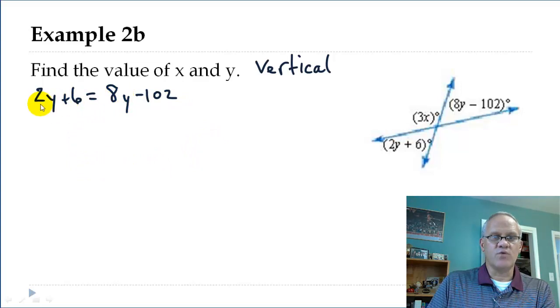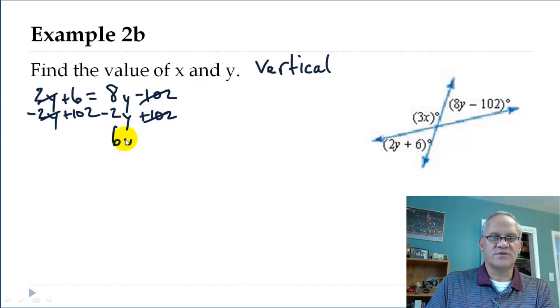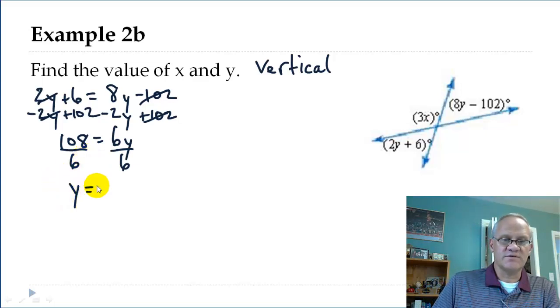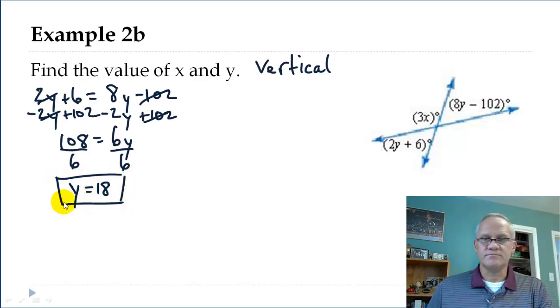So now the 8y and the 2y are on opposite sides, so I'm going to do the opposite thing, minus 2y. And since I got the y's over here, I'm going to do plus 102. So this is going to give me 6y equals 108, and then I'm going to divide by 6. 108 divided by 6 is 18. So it looks like y is 18. Okay, so we got y is 18. All right, great.